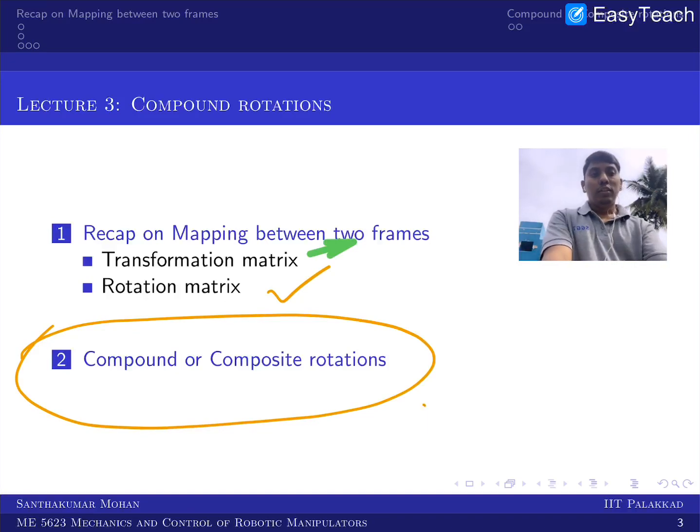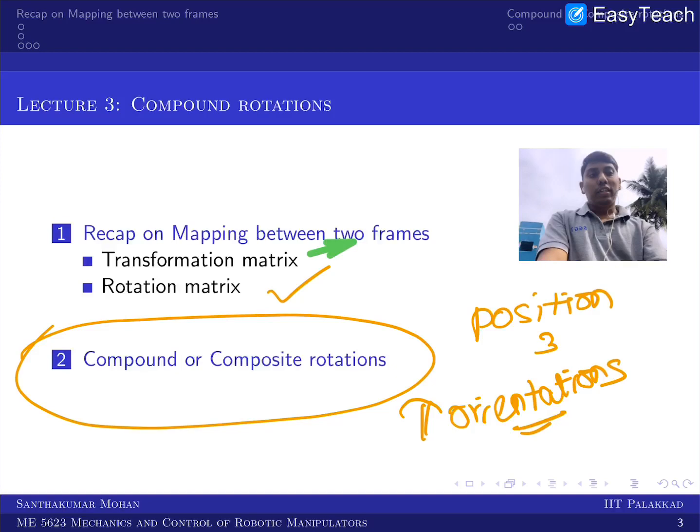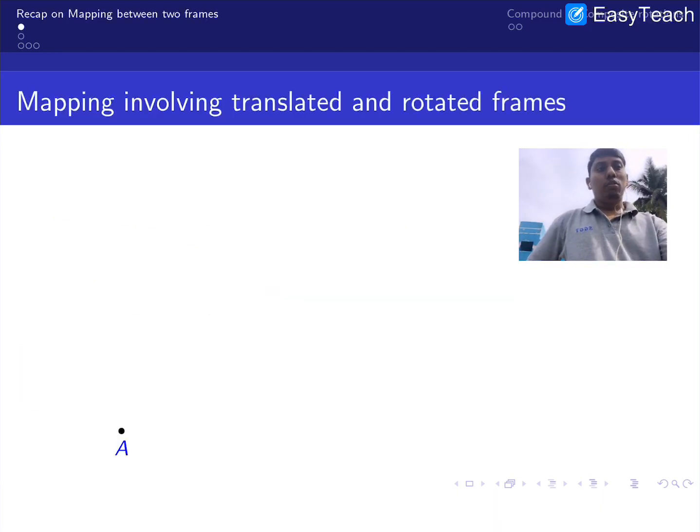In the sense, the orientations. Whatever we call the orientations, how can we write that orientation in terms of a single matrix? You know that positions you can easily write as a single vector, but these three orientations need to be written as a 3 cross 3 rotation matrix. How this comes into the picture is what we are going to see in this detailed lecture. So we'll go one by one.